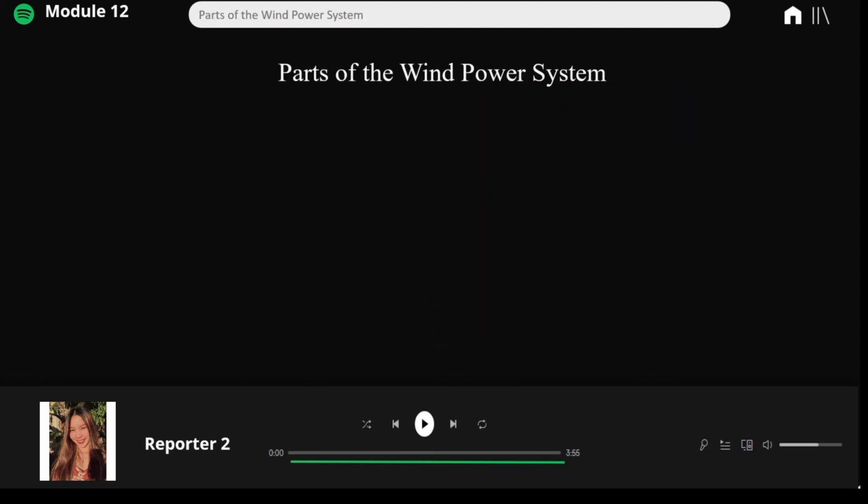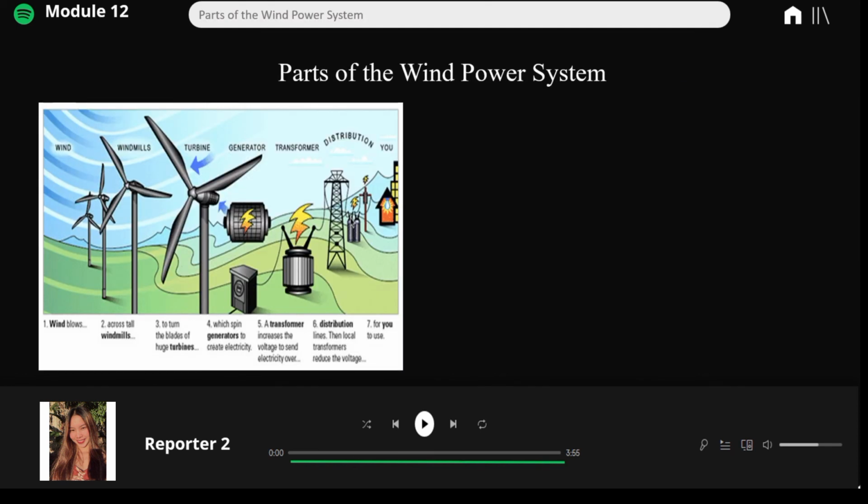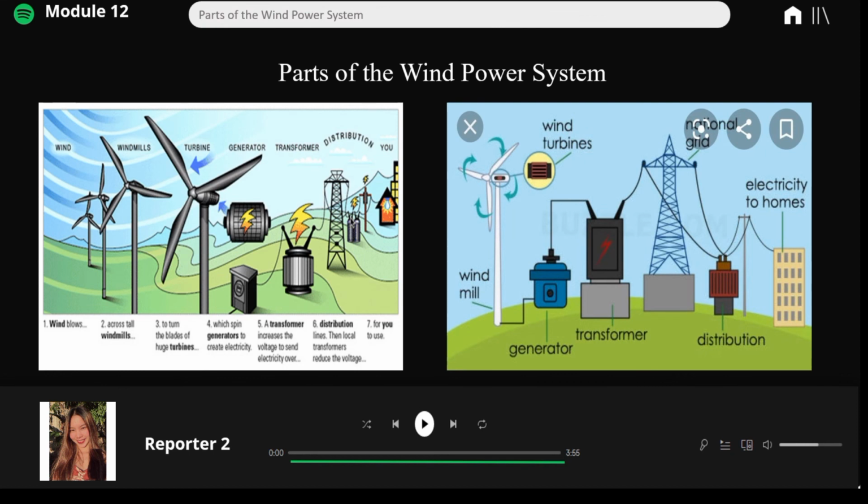So now, let's proceed to the parts of the wind power system. And as you can see, the pictures depict the different parts of our wind power system, which is really helpful in protecting our Earth's nature.